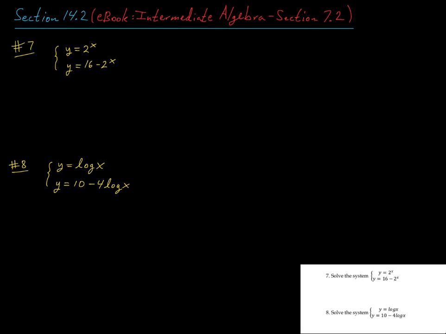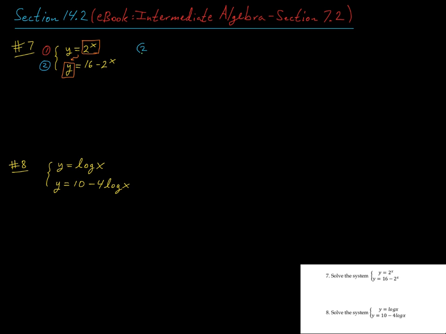All right, and for these last two problems on the worksheet, we have problems 7 and 8. So 7 says solve the system y is 2 to the x and y is 16 minus 2 to the x. All right, so go ahead and label this equation 1 and this equation 2. So these two equations now involve exponential expressions. So as we've seen in a few other problems, since y is solved for in each equation, I'm just going to take this expression 2 to the x and substitute it in for y in equation 2.